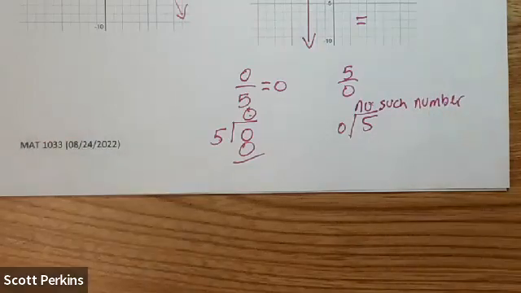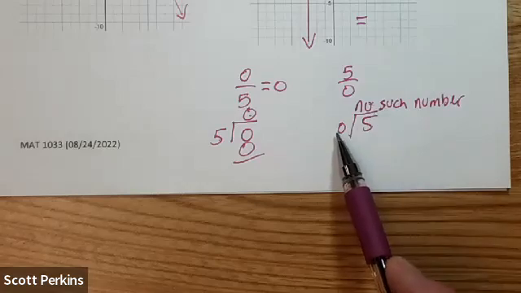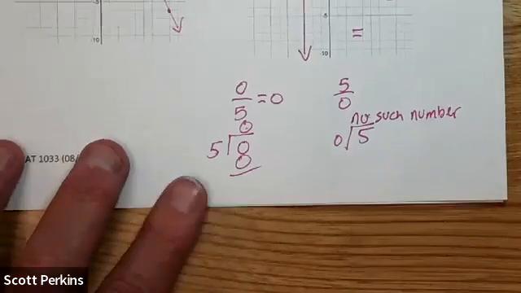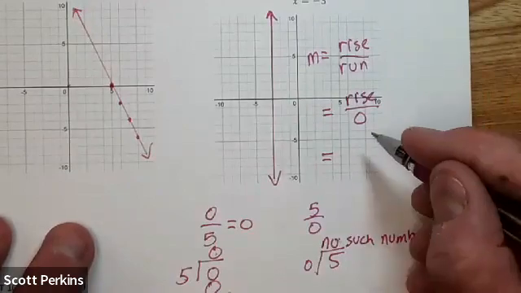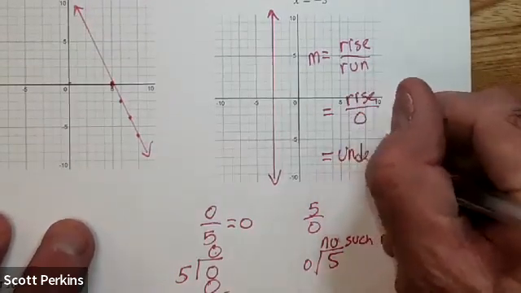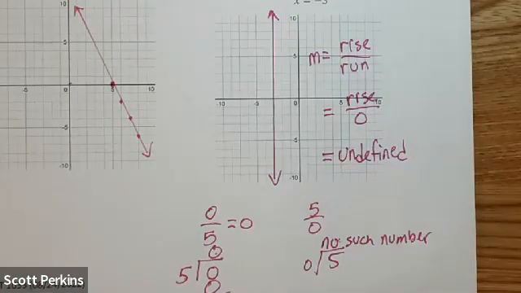Again, to reiterate, the reason there's no such number is any number you put up at the top, when you multiply by 0, is going to give you 0. It's never going to be 5. It's always going to be 0. So there's no such number. So in math people say that when you have a 0 in the denominator, that is undefined. If you plug 10 divided by 0 into your calculator, it's going to give you an error. It doesn't know what you're talking about.